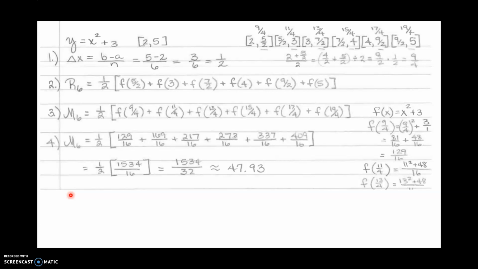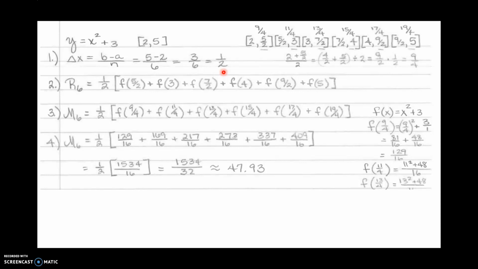All right, so to begin with, number 1, it says, what is my change in x? Our formula for change in x is just b minus a over n. So we're going to do b, 5, minus a, 2, over n, and that tells us that each of our rectangles is going to be 1/2 of a unit wide. You can do that with common sense too. You don't have to use the formula if you don't want to.